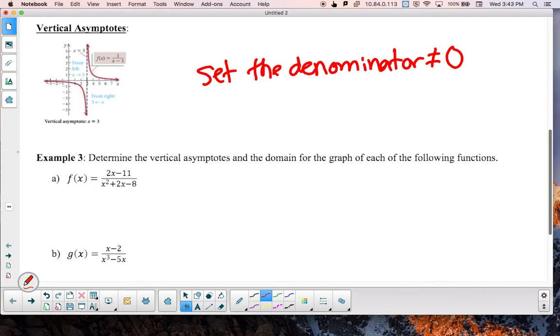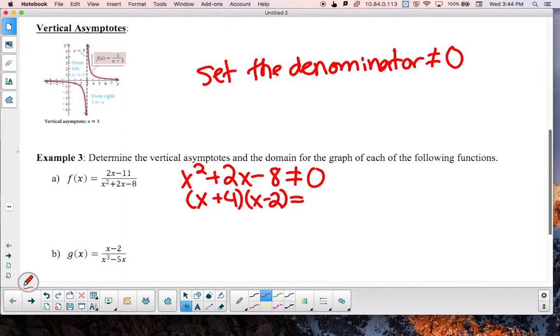So in this case, for example 3a, we're going to take x squared plus 2x minus 8, set that not equal to 0. This works just the same as if we set it equal to 0, so we would still want to either use our quadratic formula or factor. This one factors nicely into x plus 4, x minus 2. So this means that we would have the vertical asymptotes of x equals negative 4 and x equals 2.